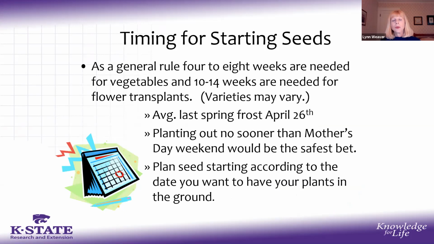As a general rule, 4 to 8 weeks are needed for vegetables and 10 to 14 weeks for flower transplants. For example, in the Master Gardener greenhouse, we plant our tomatoes about 4 weeks ahead of the time we want them for our annual plant sale. We plant our pepper seeds about 5 weeks ahead of the time we want them.